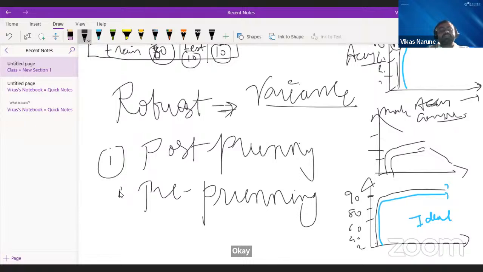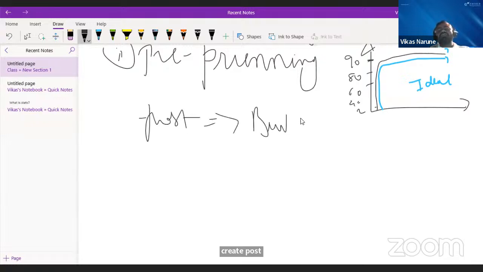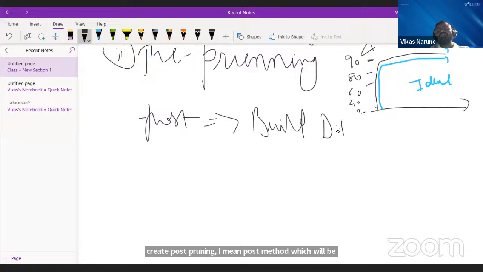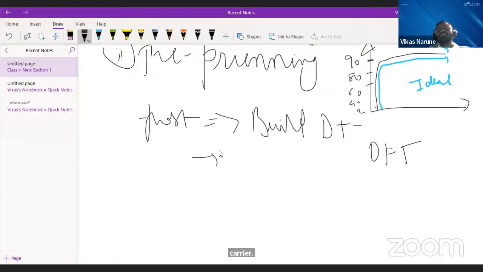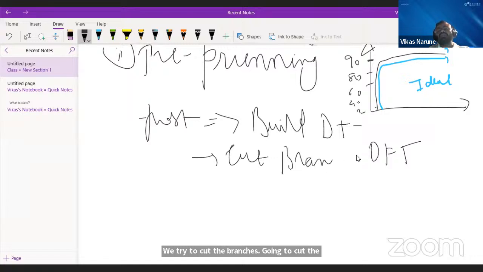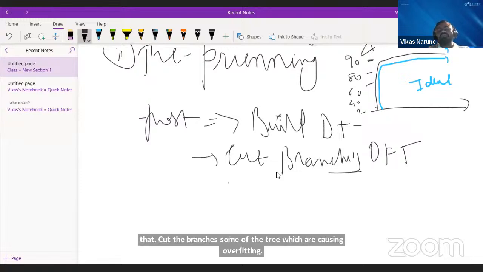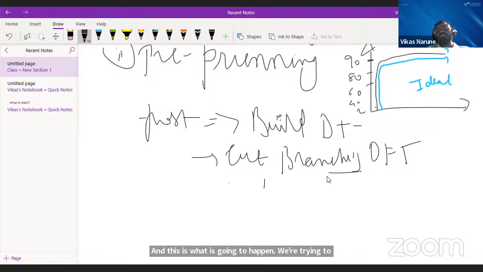So guys, in post pruning, what is happening? In the post method, we first build the entire tree. The entire decision tree is built. And then, whenever we have an overfitting situation, we try to cut the branches of the tree, the ones which are causing overfitting. We try to find them and cut some branches, reducing the breadth of this decision tree, okay?